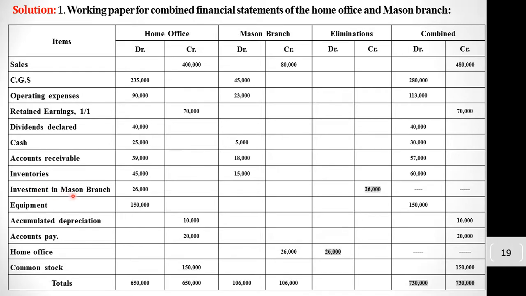Investment in Mason here appears in the home office. This means that this figure is an intercompany transaction. This will be eliminated. How to eliminate it? It is here in the debit side. Place it in the credit.